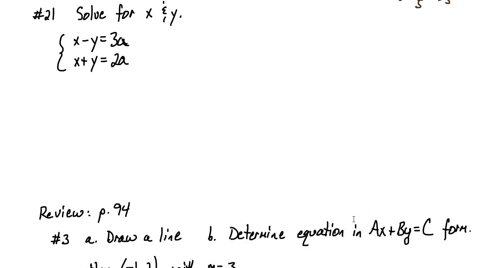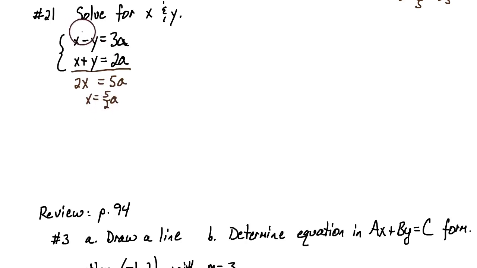Number 21. Let's solve this for x and y. This simply means solve the system. It looks like the combination method is the best way to go because the y terms are already opposites of each other. X plus x is 2x, and 3a and 2a is 5a. So x is equal to 5/2 a.